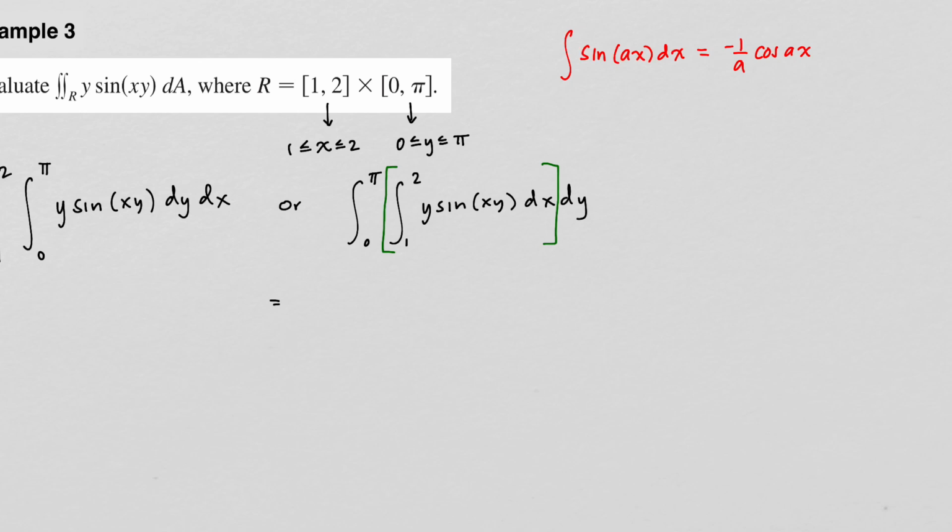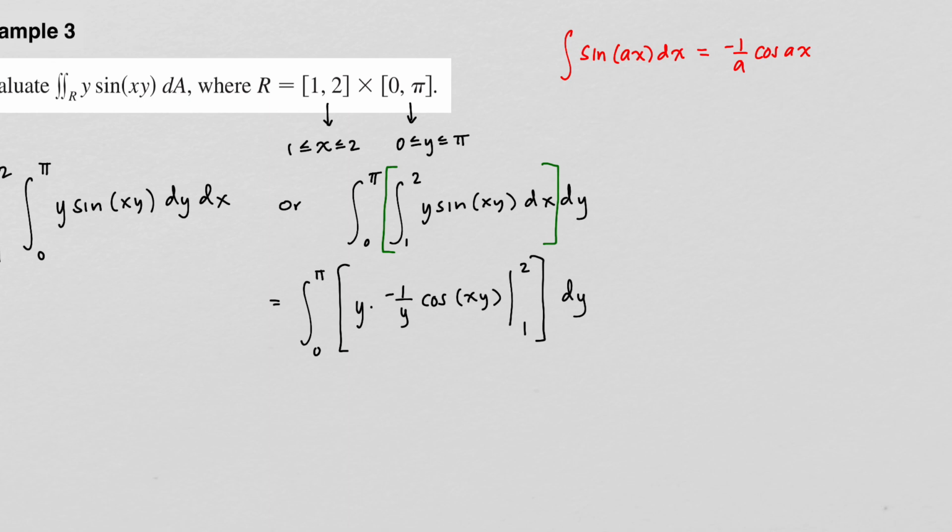And so this becomes the integral from 0 to pi of, what is the integral from 1 to 2 of this function? Now again, y is a constant, so we'll keep the y. The integral of sine of a number times x is -1 over that number times the cosine of that number times x. So the integral of sine of xy is -1 over y cosine of xy. And this is going to be evaluated from 1 to 2.